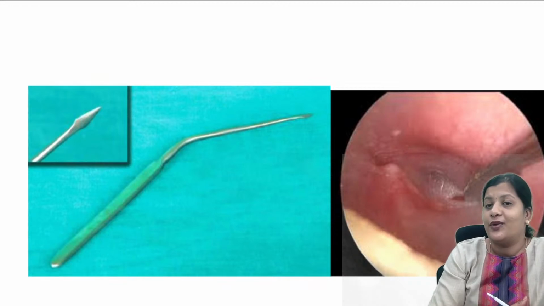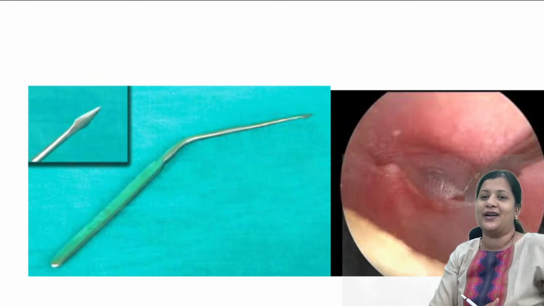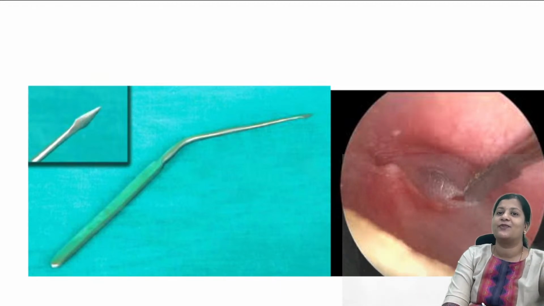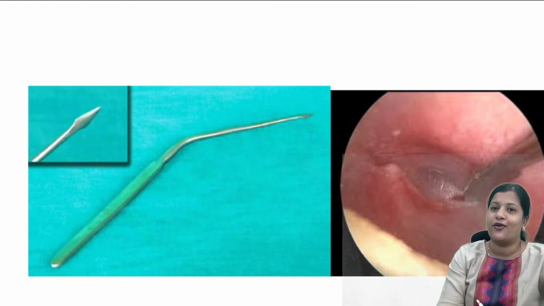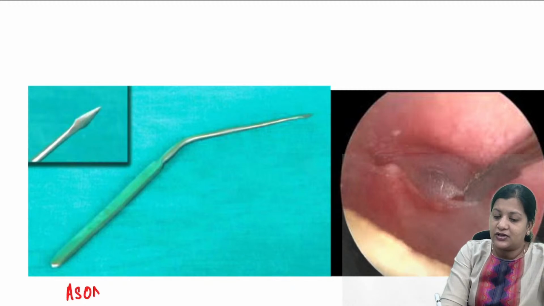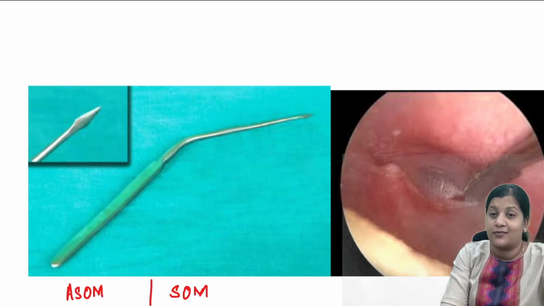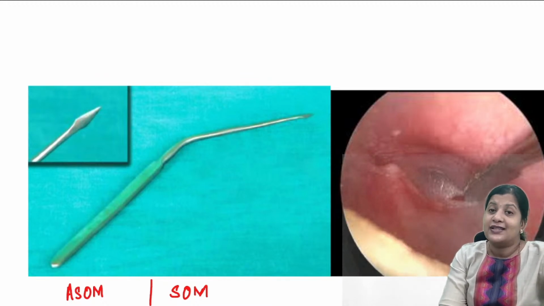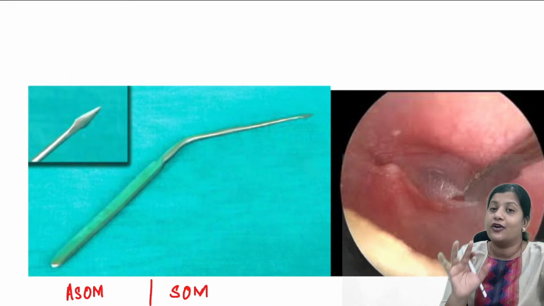Now let us see how many of you can identify what this instrument is. You can see here there is an instrument, there is a procedure being performed. Can you all tell me what is the name of this instrument? This procedure can be performed in patients with ASOM, it can be performed in patients with SOM. What is this instrument? Yes, the procedure is myringotomy. I'm sure all of you are getting it right. Absolutely right. Myringotomy is the right answer.